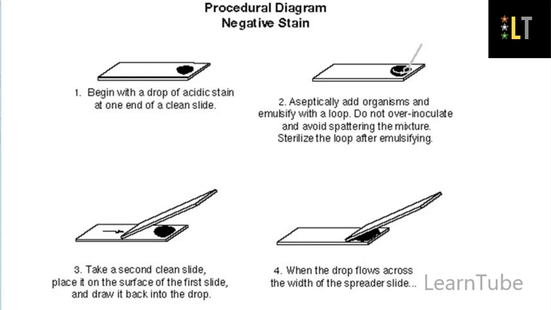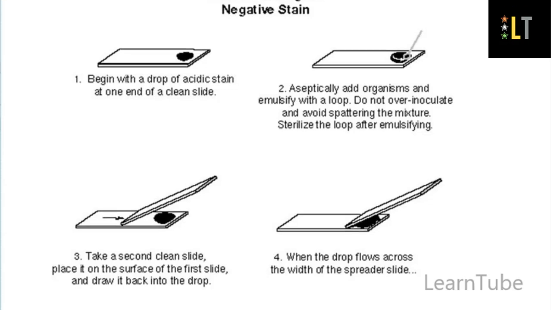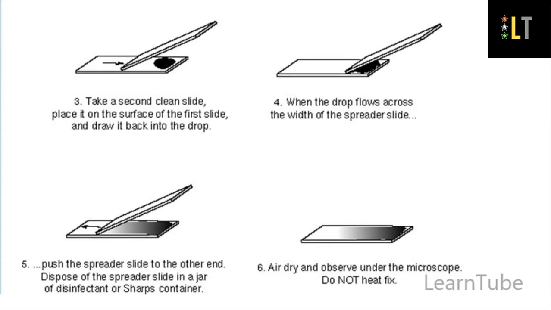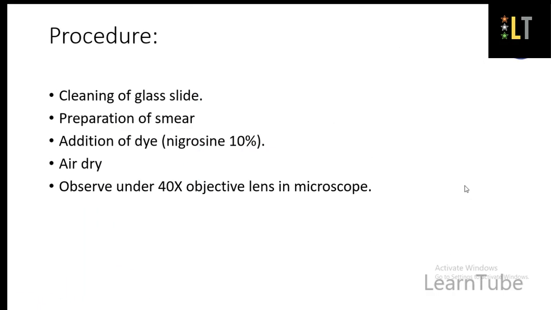Then with the help of another glass slide, we will mix the two things, that is the dye as well as your loop full of bacterial suspension, and then by holding the another slide at 45-degree angle, you will pull that slide across the another glass slide and prepare a smear. Then you will allow that smear to air dry.